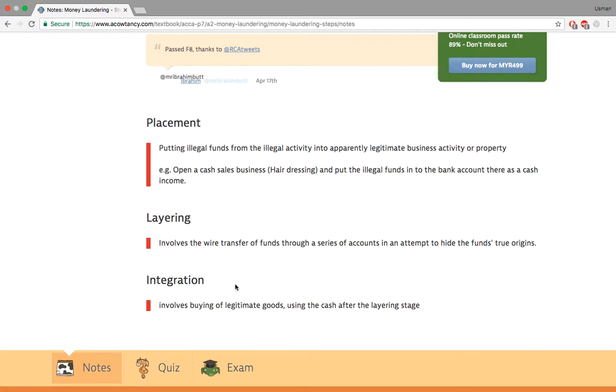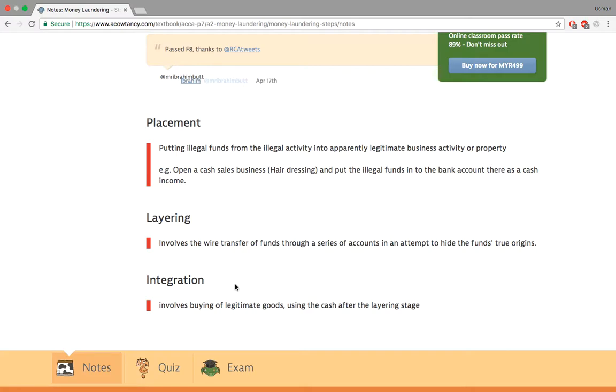Then you have integration. Integration will be involved in buying legitimate goods using the cash after the layering system. Once the layering thing is done, the money comes back to you. There's no way people can track that money. What happens? You're safe. You do not have to worry of a single thing anymore. That money is legal, so you buy something with that money. You buy, I don't know, a laptop, a mobile phone, some furniture for your house, and you turn that money into an asset. Once it becomes an asset, people have no way of tracing that money down. That, people, is money laundering.